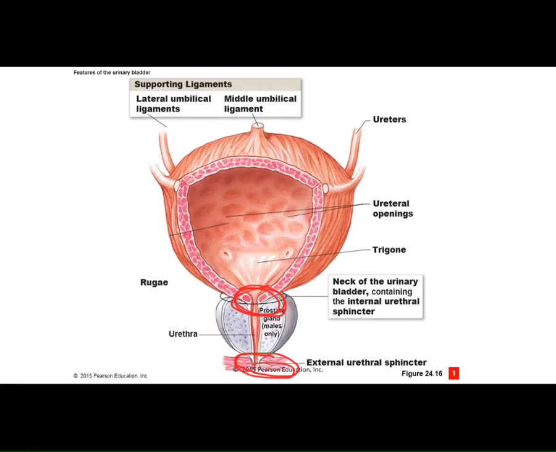And then the external sphincter is down here in what is also referred to as the urogenital diaphragm, right? That muscle layer that separates the inside from the outside world. And as the urine is leaving, it goes through the prostate. And what happens to many men as they get older? Right? The prostate begins to enlarge. And what are some of those symptoms?